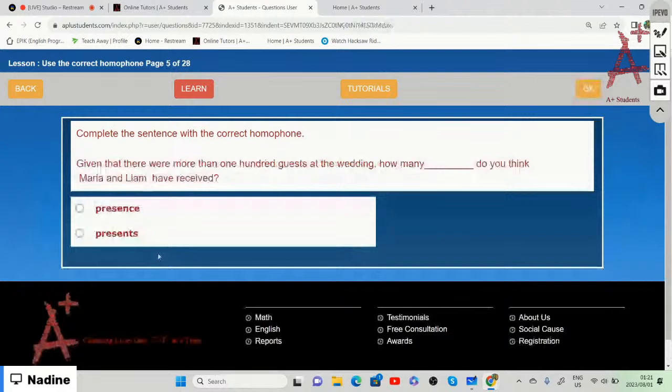Then, given that there were more than 100 guests at the wedding, how many presents do you think Maria and Liam have received? Is it the first one, which is presents or presence? All right, so if we choose the correct word, which is presents, that is to do with gifts, then we will choose the second option, right? Because they received presents, which is gifts. The first, presence, which ends with CE, is to do with someone being there.